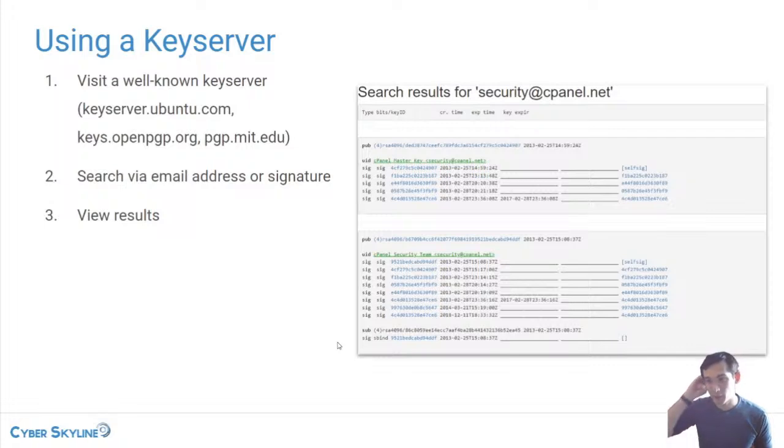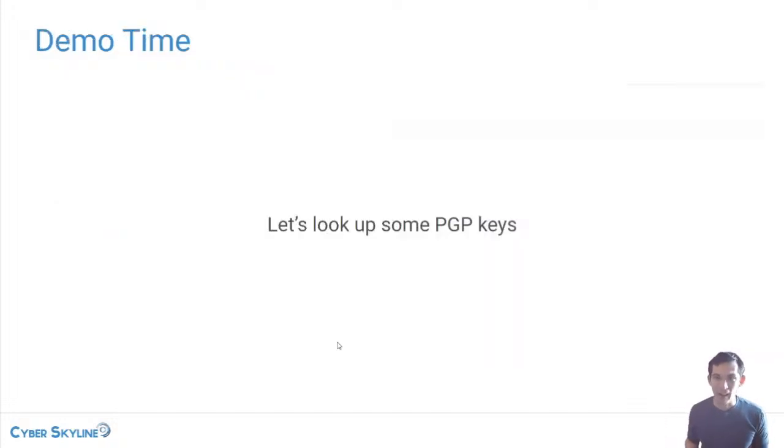Once you have the key server, all you have to do is search for the name, email address, or signature. Different key servers will have different ways of doing the searching, but usually you're searching for an email address or someone's PGP public key signature, and then you just review the results. So pretty straightforward, and I think we're ready to go into a demo. Let's actually try to look up some of these PGP keys.